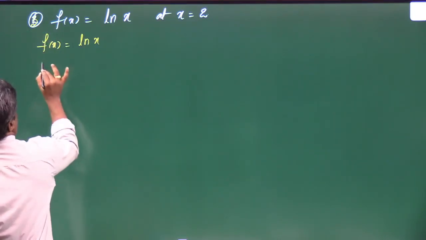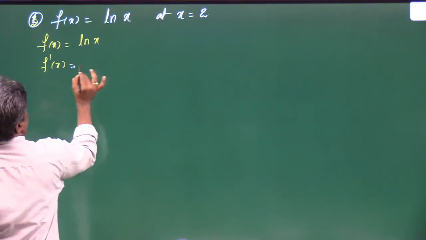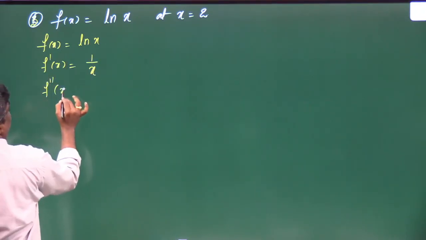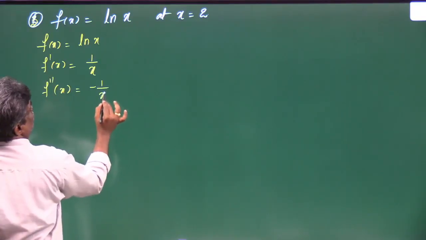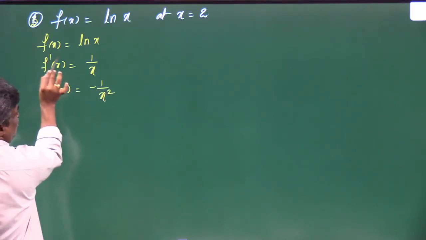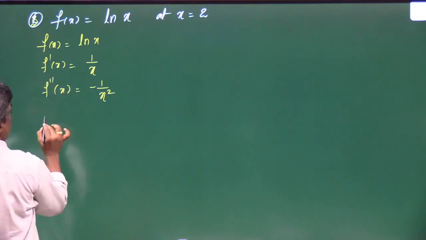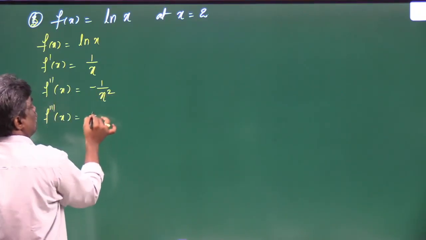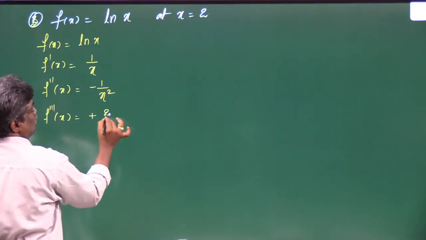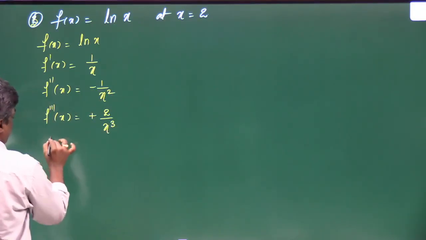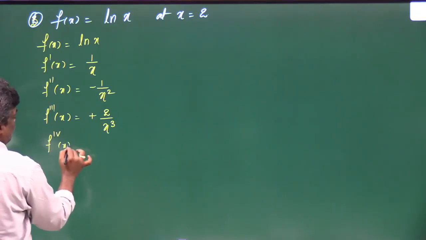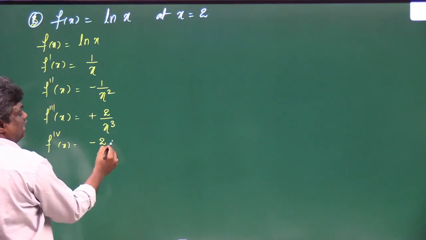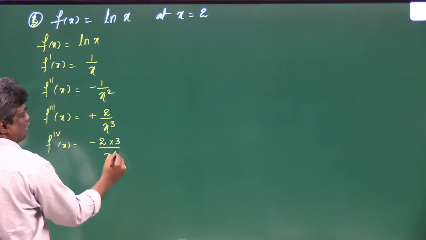Okay, so let me find f dash of x. Can you please tell me? Log x differentiation is 1 by x. And f double dash of x, the second derivative, is minus 1 by x square. First derivative plus, second derivative minus. Now the third derivative is simply minus of minus, that is 2 by x cube. And let us find the fourth derivative also if you are not understanding. This is a minus, because minus 3 will go to the numerator, 3 by x power 4.